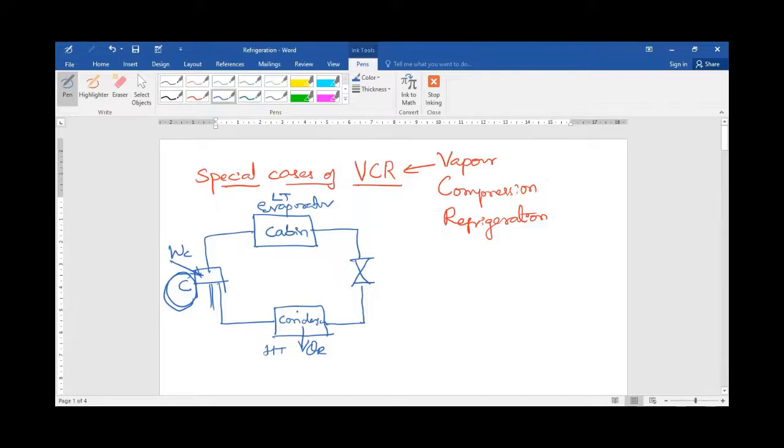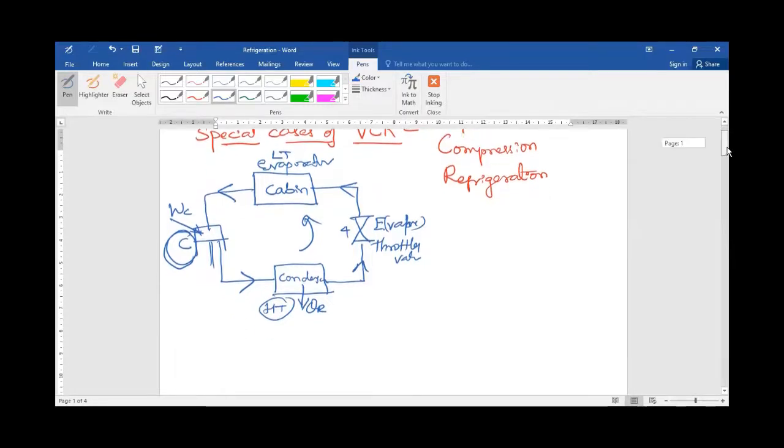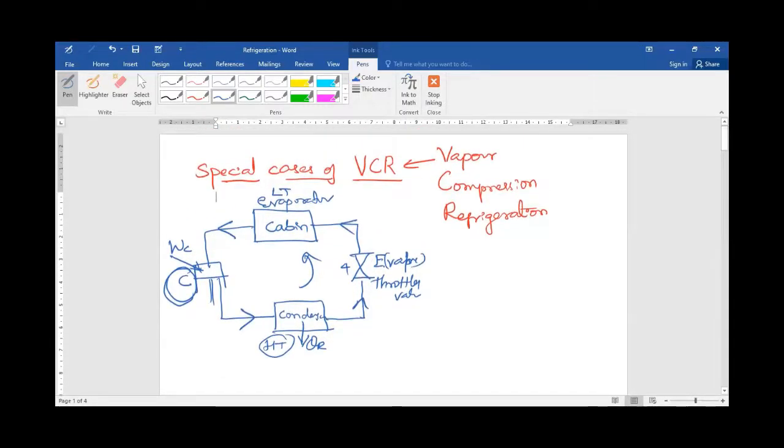Next, the third component is the condenser. The condenser will always be at high temperature. And the fourth component is the expansion valve, also called the throttling valve. The arrow mark is anti-clockwise. So this is the working of VCR. I will not take much time explaining this. I will go to the first case, case number 1.